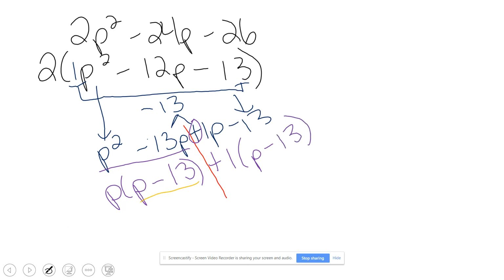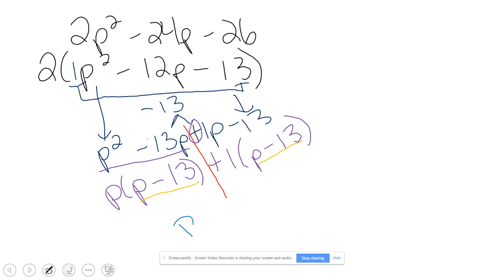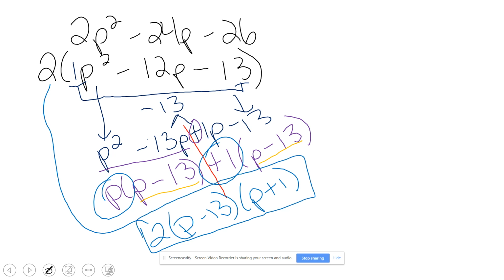So here we are, our parentheses match. We know we're on the right track. And so p minus 13 is one of our answers. The p plus 1 that we pulled out for common factors is the other part of our answer. And then we need to go all the way back to the beginning, and this common factor of 2 that we pulled out also needs to be part of our answer. And there we are.